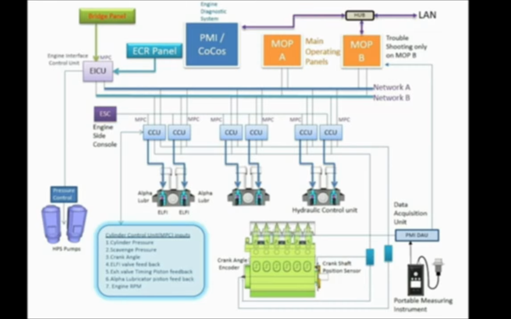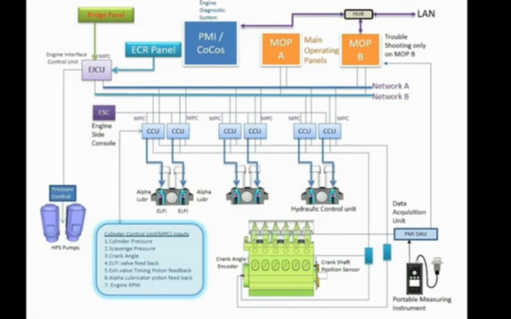And one more unit is there, the EICU, which interfaces with the telegraph units from the bridge and the ECR panel, and the EICU also controls the HPS pumps. A high pressure pump is required for the MEB engine, and controlling that is also done by the EICU. And there is an engine side control as well, which communicates with all cylinder control units. In an emergency we can operate from this engine side control.